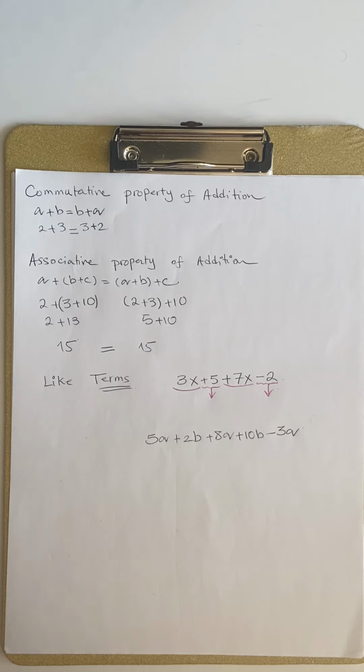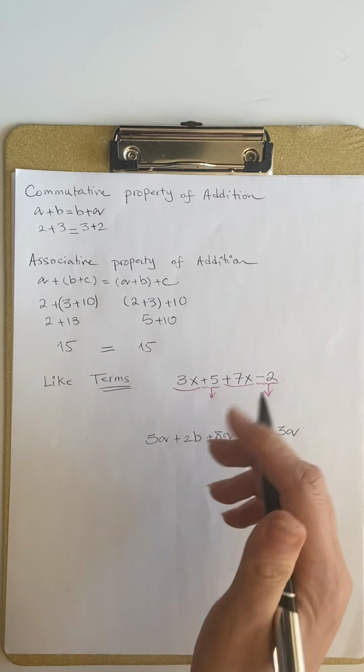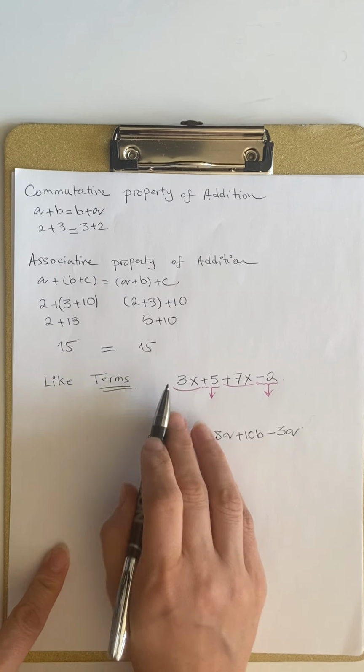One of the good things that you can do is just to organize your algebraic expression. Collect the like terms and put them together. Let's look at the first one.